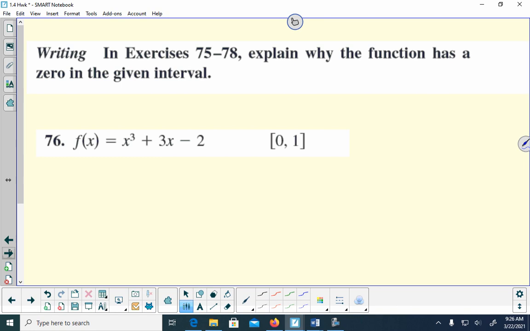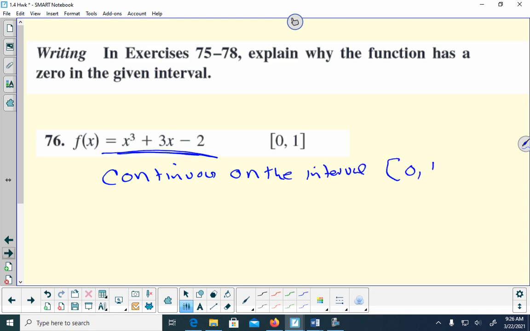All right, the last one. Explain why the function has a 0 in the given interval. Well, the first thing I'm going to do is say that this is a continuous function on the interval 0, 1. And the reason why it's continuous is because it makes a shape that goes like this, if I remember correctly. And there's no places where it would have a 0 for the denominator, no asymptotes, anything like that. So I know it's continuous on that interval.